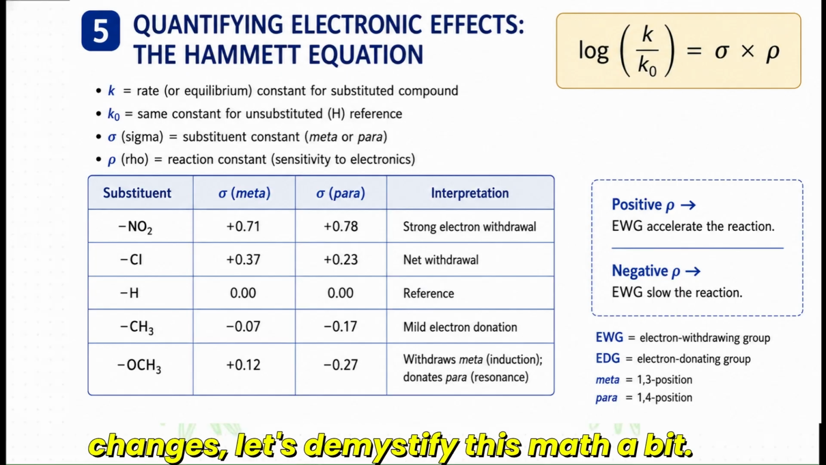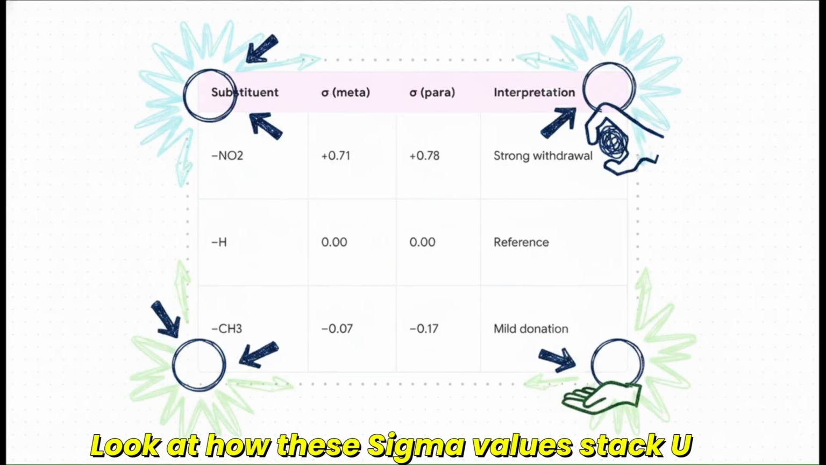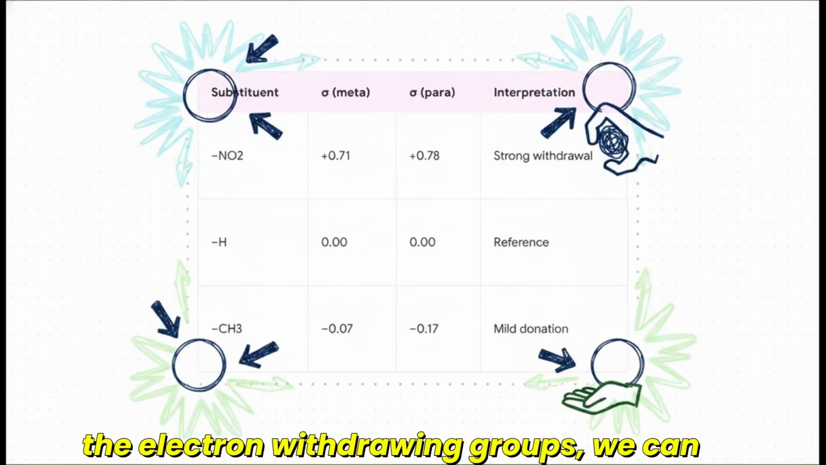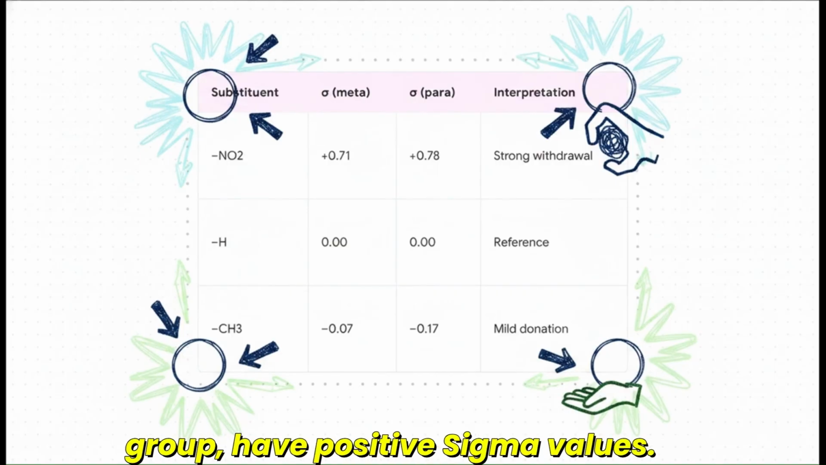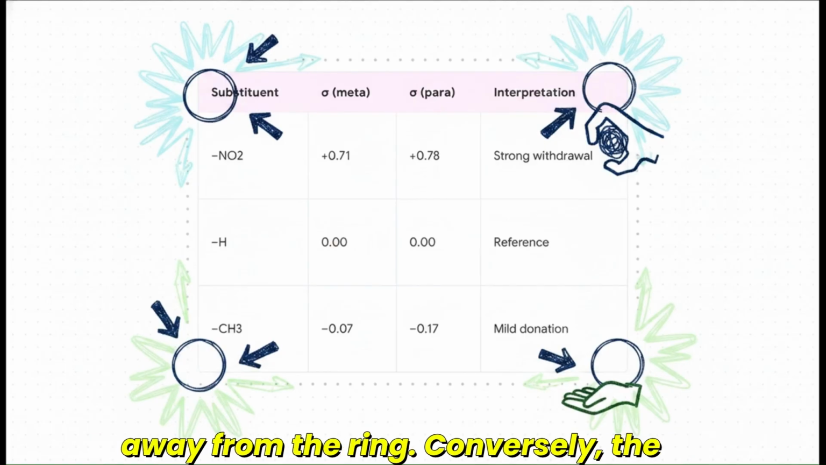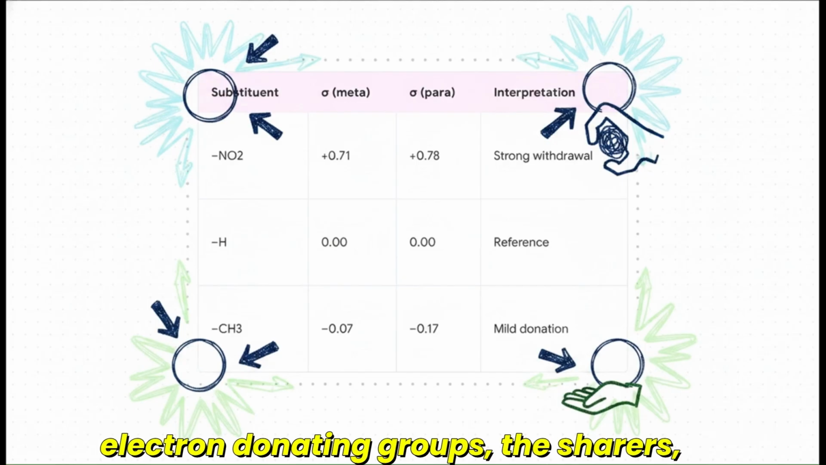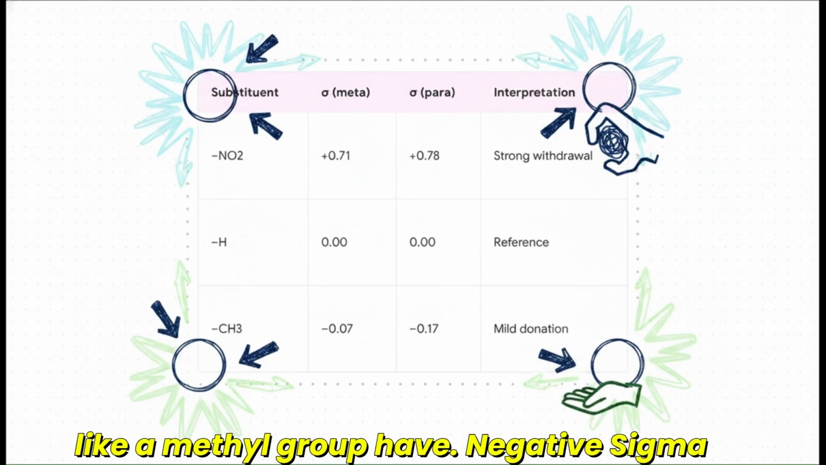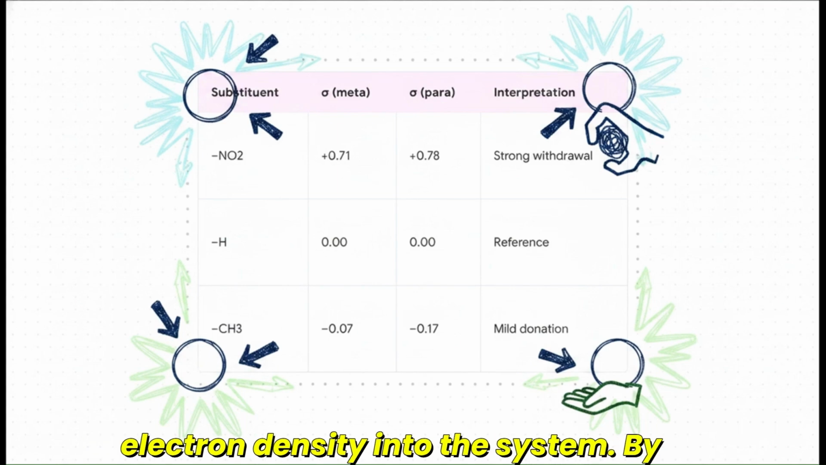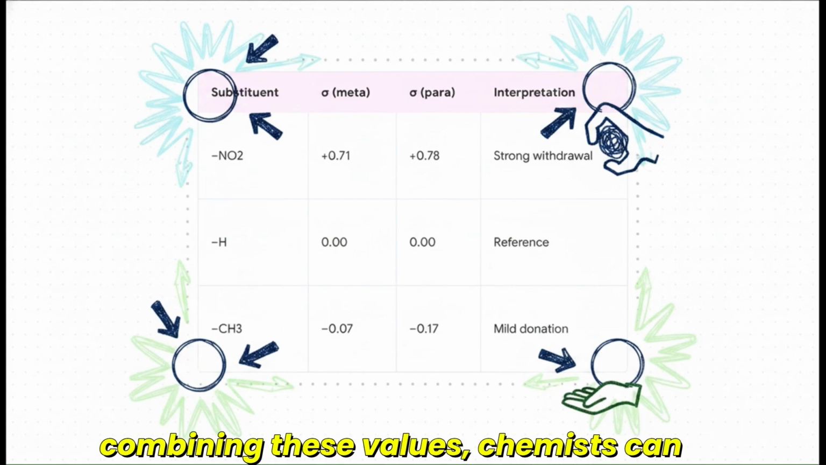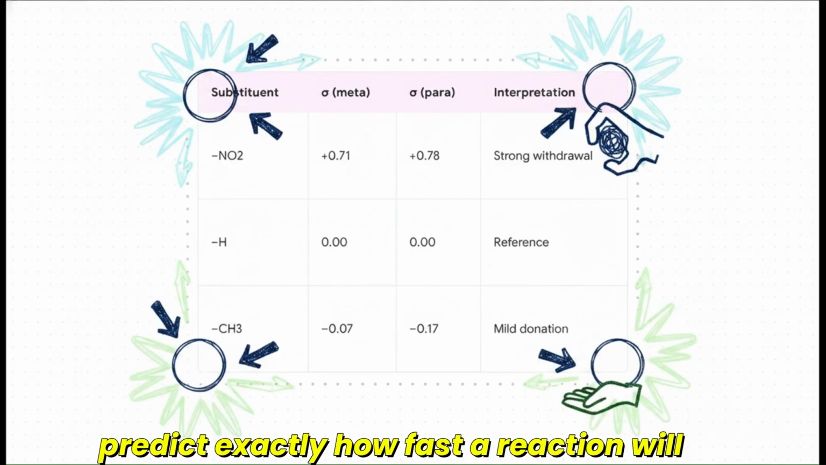Let's demystify this math a bit. Look at how these sigma values stack up. The electron withdrawing groups, we can call them the stealers, like the nitro group, have positive sigma values. They are actively pulling electron density away from the ring. Conversely, the electron donating groups, the sharers, like a methyl group, have negative sigma values because they are actively pushing electron density into the system. By combining these values, chemists can predict exactly how fast a reaction will go without having to run every single experiment in the lab.